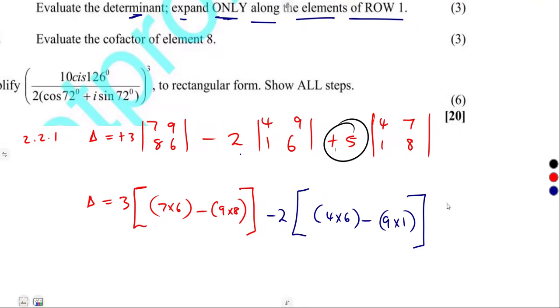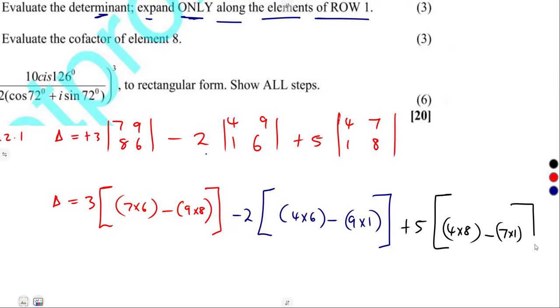And the last part with the positive 5. Then the determinant corresponding 4 and 8. Then we subtract 7 times 1, like that. So guys, this is what we had from our introduction.